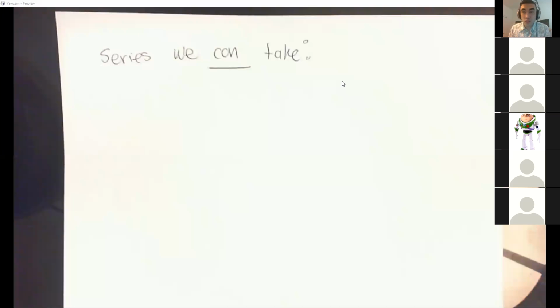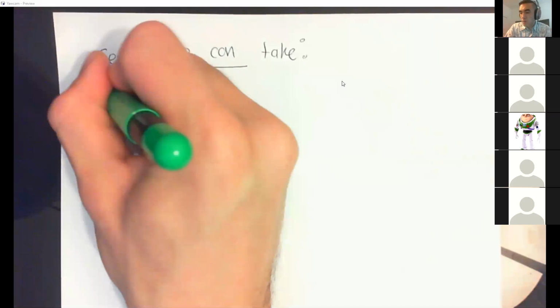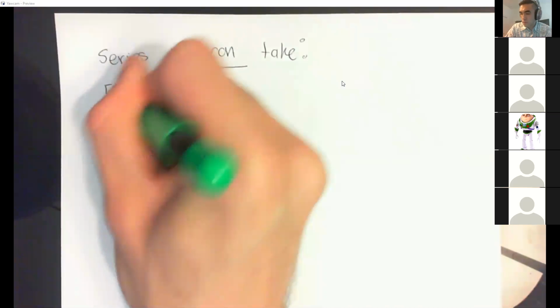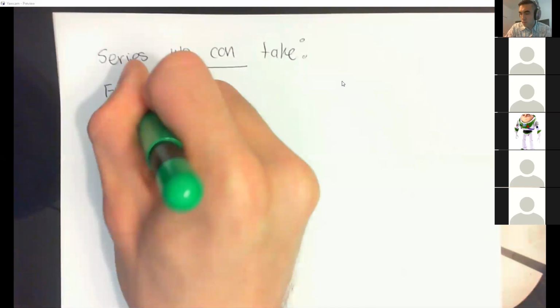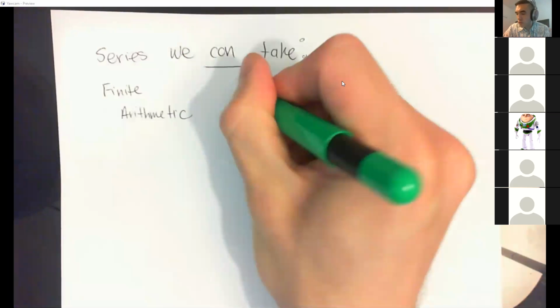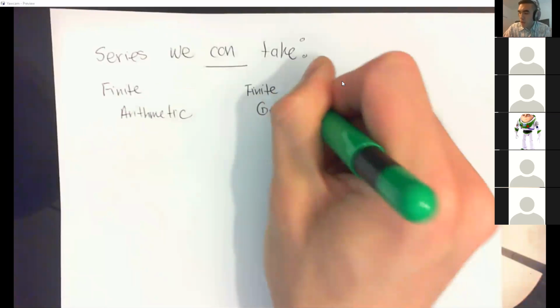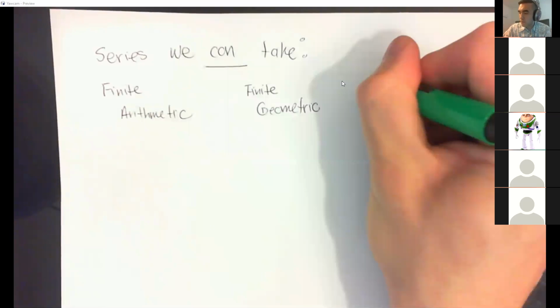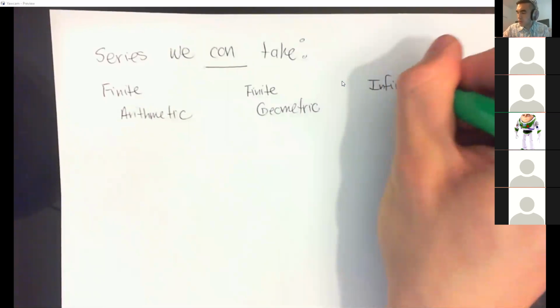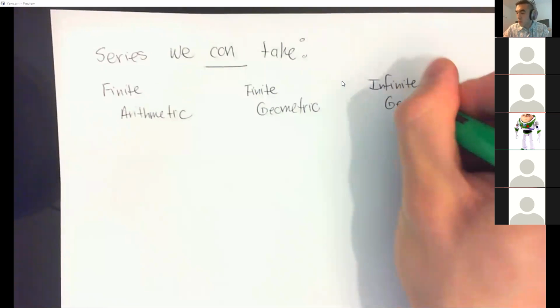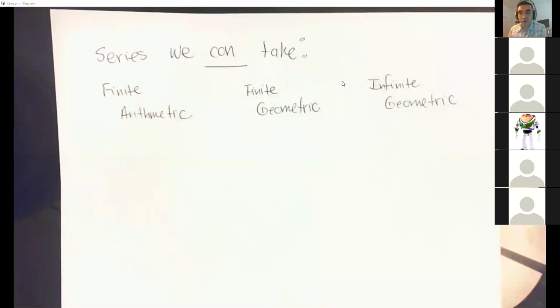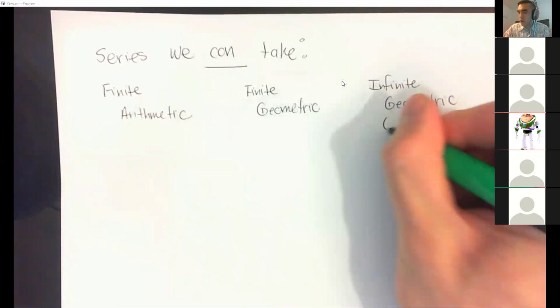There are effectively 3 different series that we are allowed to take right now with what we have. We can take a finite arithmetic series. We can take a finite geometric series. And we can take an infinite geometric series. But we have a condition on the taking of this infinite geometric series: we are only allowed to take it so long as the series itself converges.